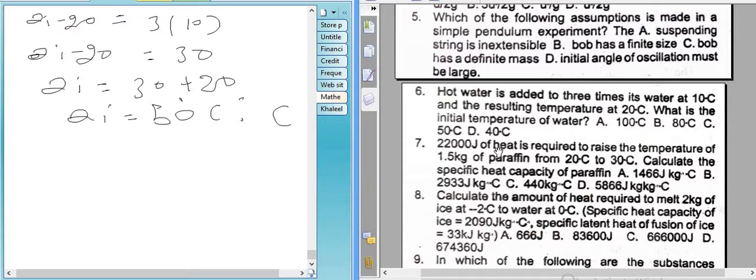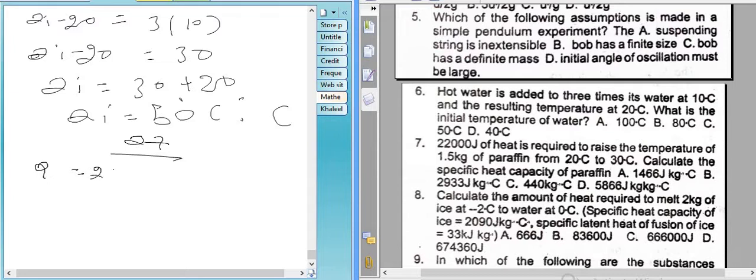22,000 joule of heat is required to raise the temperature of 1 kilogram of paraffin from 20 degrees C to 30 degrees C. Calculate the specific heat capacity of paraffin. So question 7. Let us jot down the data first.